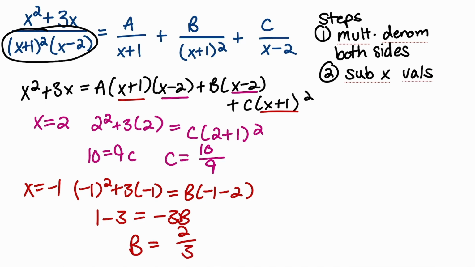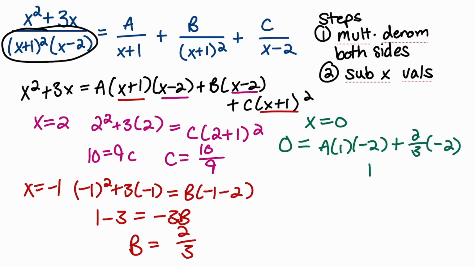So for our last constant, we can't easily sub in anything for x to cancel the terms out, but we do already have the constants for b and c, which we can sub in. So for this, I would do x equals 0. It just makes the equation easier. So subbing this in, you just get 0 on the left side. Then you get a times 1 times -2, plus, subbing in for b, 2/3 times -2, plus, subbing in for c, 10/9 times 1 squared.